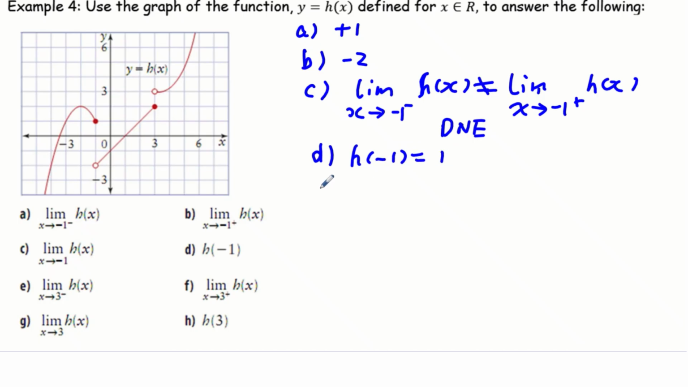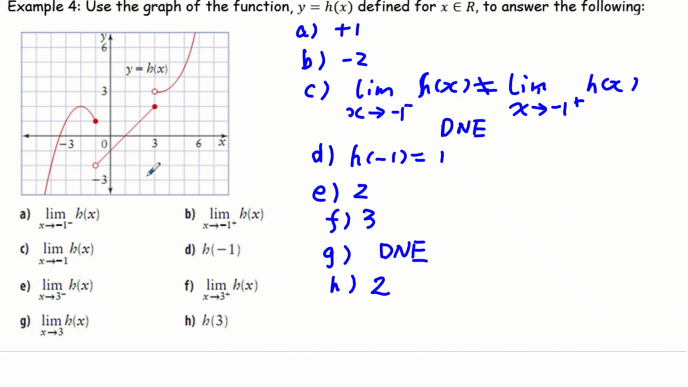so h at -1 equals +1. Then question E, the limiting value when x approaches 3 from the left side. A smaller number than that one gives you 2. And question F, from the right side is 3. Question G, doesn't exist. It's the same reason, because the left side and right side don't equal: 2 doesn't equal 3. And question H, h at 3, the solid dot represents the value of the function at that point. So it is 2.